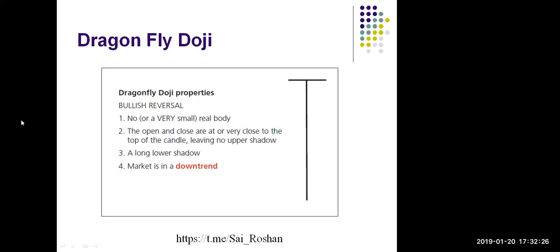The other one, exactly opposite of it, is called a dragonfly doji. It looks similar to your hammer, only there is no real body, which indicates that the open and the close are almost the same, here exactly the same rather. It is found at the bottom of a downtrending market. It has the same properties as the other doji: no real body or a very small one, open and close very close to each other, and a long lower shadow.